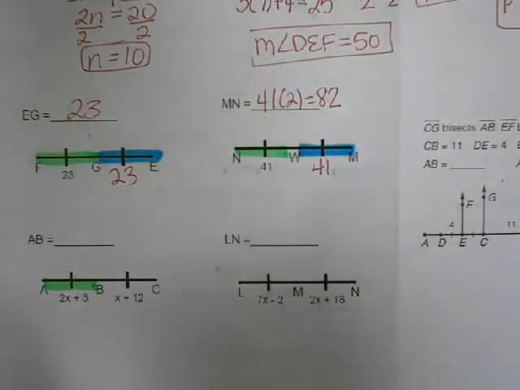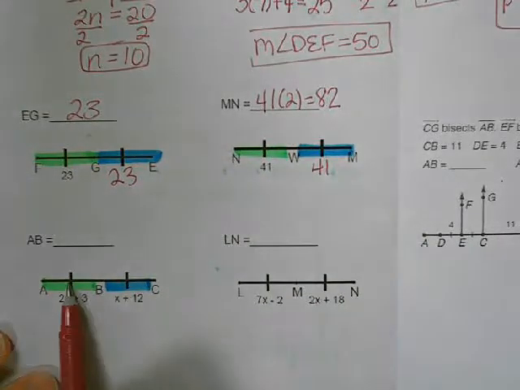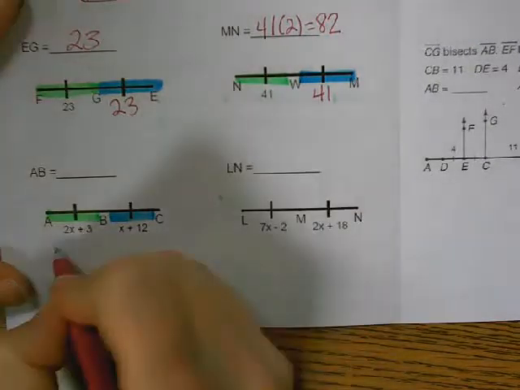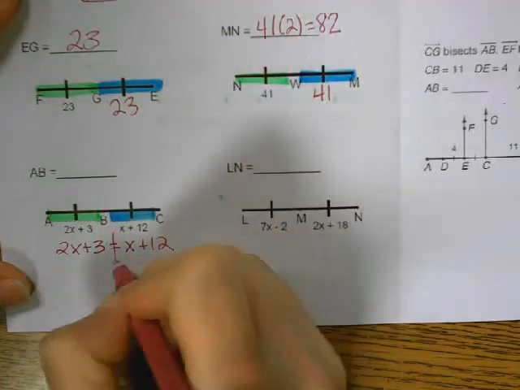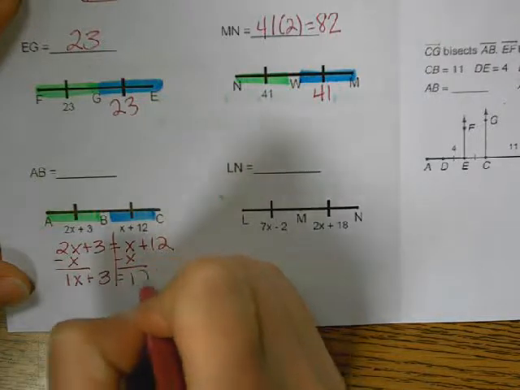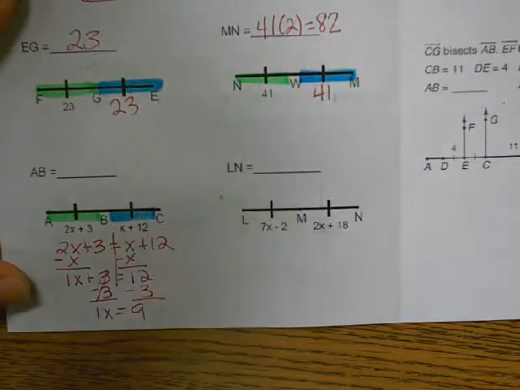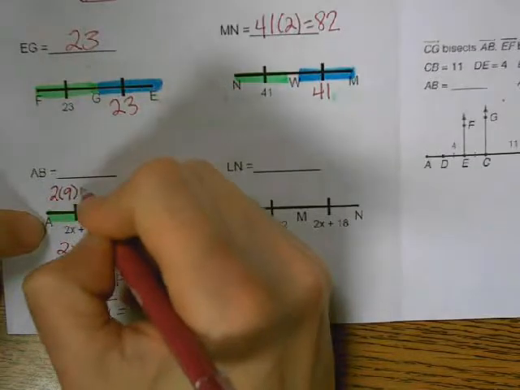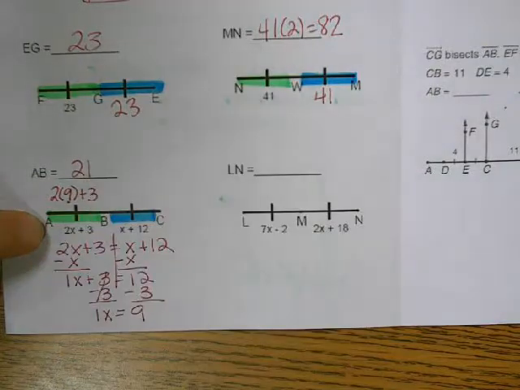Well, I know AB is 2x plus 3, BC is x plus 12. So the green and the blue are supposed to be congruent, so I can set them equal to each other. So 2x plus 3 equals x plus 12. Solve that, subtract x because this side is Texas. 1x plus 3 equals 12. Subtract 3. 1x equals 9. So now I just have to find AB. So I'm going to plug in 9. 2 times 9 plus 3. That's 18, 19, 20, 21. Okay.